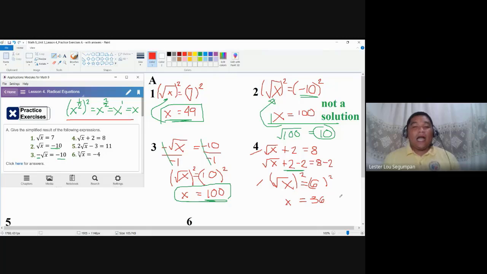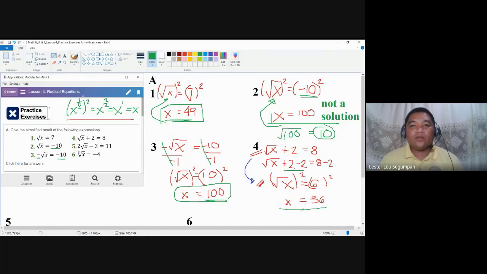Another purpose of checking is to determine whether the operations or the processes involved in your solution are logically and mathematically correct. As I mentioned earlier, the equation form here is easier to look at than the given. But there might be instances wherein, from this area going down here, you have made an error. So you need to check your answer. So this is our answer here.